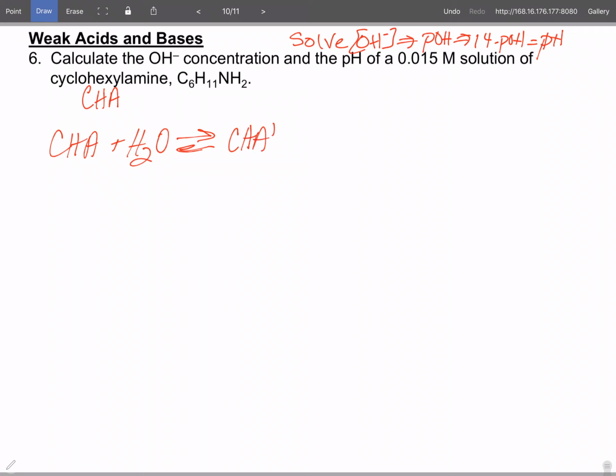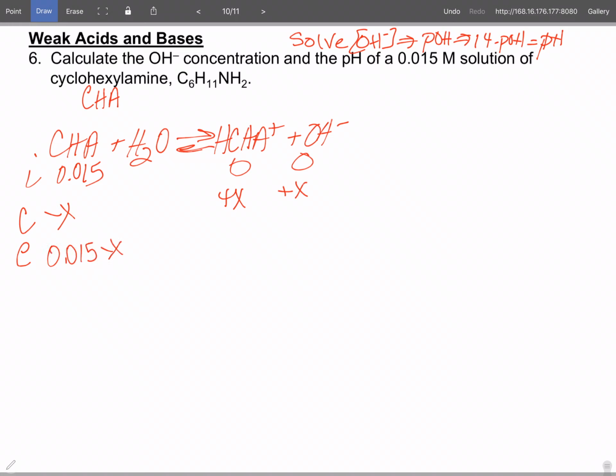So we end up with CHA plus water giving HCHA plus OH minus. It's a simple ICE. We have 0.015 here, 0 and 0, minus X, plus X, plus X. So it's 0.015 minus X, X, and X. So your KB is, oh wait, we needed a KB. So I'll go look that up on the chart. I find out the KB is 4.6 times 10 to the minus 4th for the cyclohexylamine.